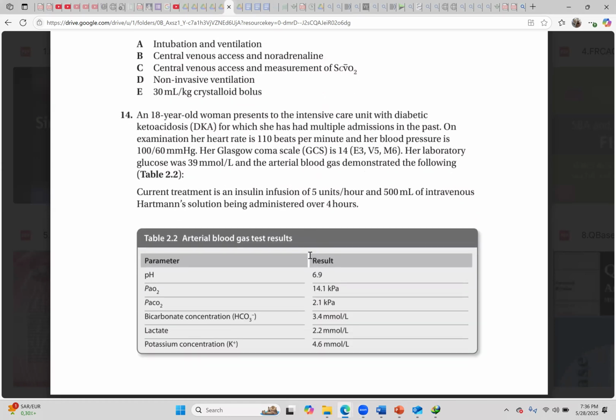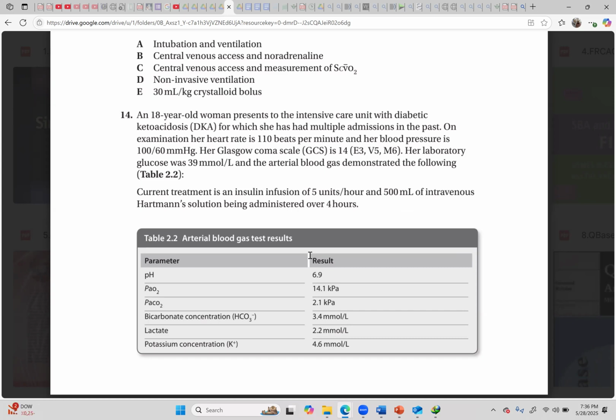So we have a question with an 18 year old woman, a known case of diabetes, who presented in ICU with diabetic ketoacidosis, for which she has had multiple admissions in the past. On examination, she is tachycardic with borderline blood pressure and a GCS of 14. Her laboratory glucose is 39.